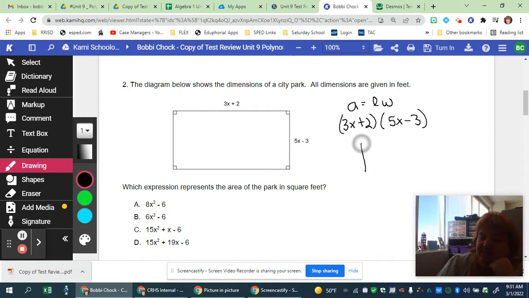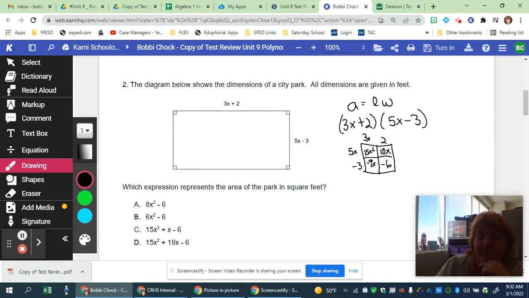So you just do the box method. All of you should have learned the box method. And so I put a 3x here and 2 here. It doesn't matter which order you put those in. And then minus 3. 3 times 5 is 15x squared. 2 times 5 is 10, and we still have the x. Negative 3 times 3 is negative 9, and we have the x from there. And negative 3 times 2 is negative 6.